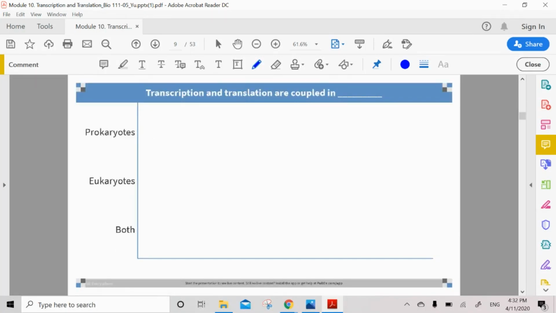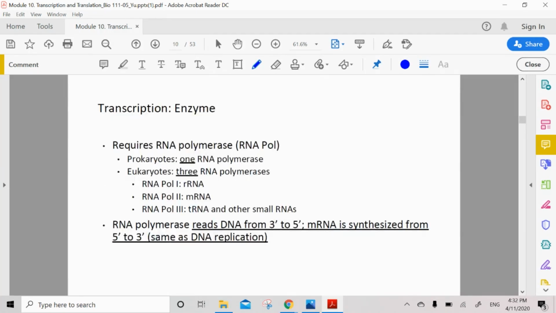All right, so here's a question. Transcription and translation are coupled in prokaryotes, eukaryotes, or both? All right, prokaryotes. All right, now we are going to look very closely at the process of transcription.